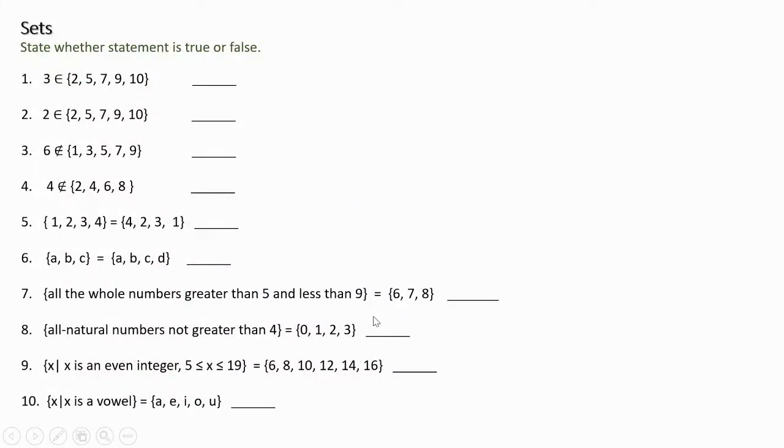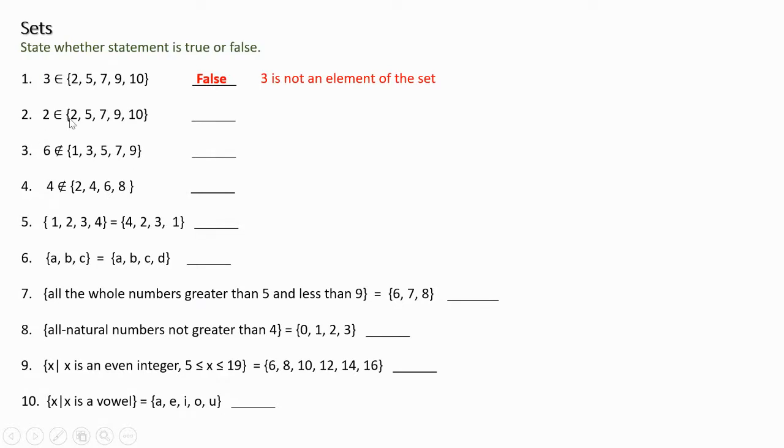Okay, now here, state whether the statement is true or false. So for example, number 1 states 3 is an element of the set containing the elements 2, 5, 7, 9, and 10. Is this true or false? What do you guys think? Anybody? You can just put it in the chat. Very good, it's false, right? Because 3 is not an element of the set 2, 5, 7, 9, 10. So in other words, 3 is not inside the set here. So that's false. And there's the explanation.